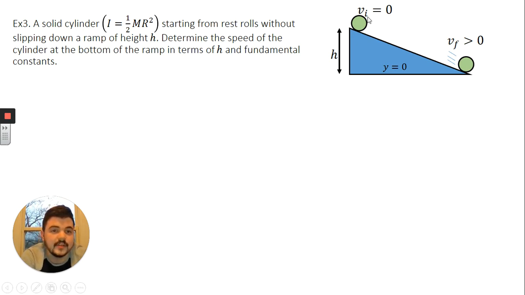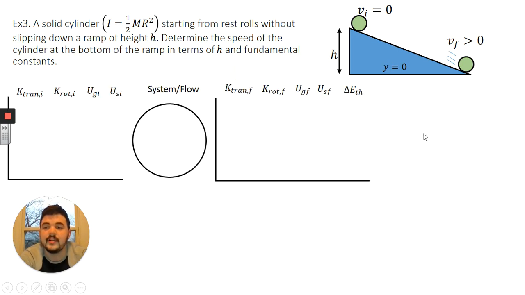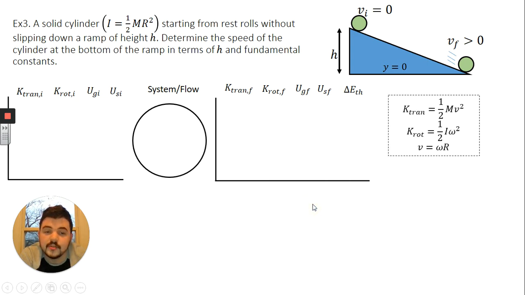Again, we've got the cylinder with initial speed of 0 at a height h, and a cylinder with a final speed greater than 0 at our reference height. We'll again start with an LOL diagram. But with this LOL diagram, it is possible for the object to have both a translational linear kinetic energy and a rotational kinetic energy as well. Let's remind ourselves of some equations that could be useful.